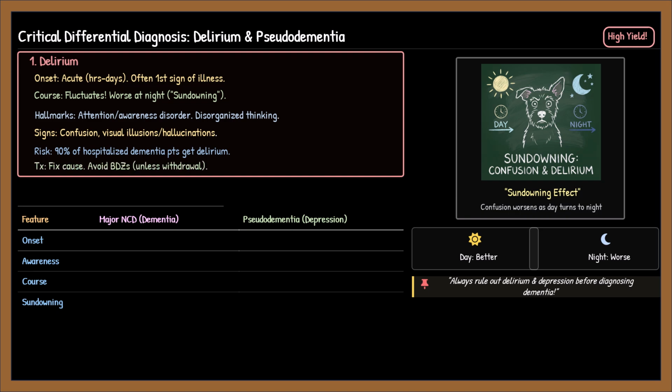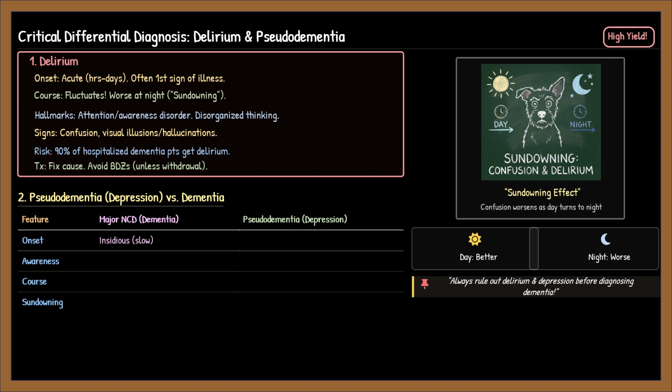Fix whatever the cause of the delirium is. If it's a UTI, give them antibiotics. You want to avoid benzodiazepines in delirium because it can make delirium worse. The one exception is delirium tremens due to alcohol withdrawal. In that case, benzos are the treatment for alcohol withdrawal. Next, we'll get into pseudodementia. So pseudodementia is depression, which can look very similar to dementia in elderly patients.